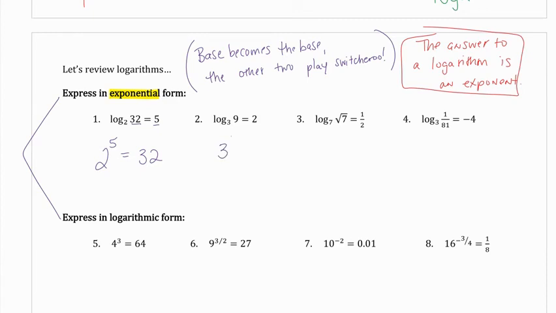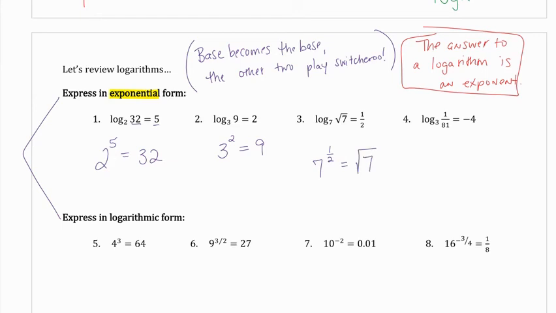The exponent would be 2, because that's the answer, and then equals 9. And that is true, 3 squared equals 9. Next one, 7 becomes the base. The exponent would be our 1/2 equals the square root of 7. And that one we know, we've done that a ton.